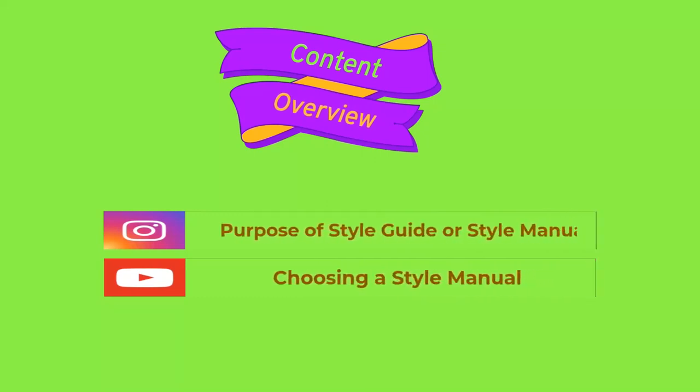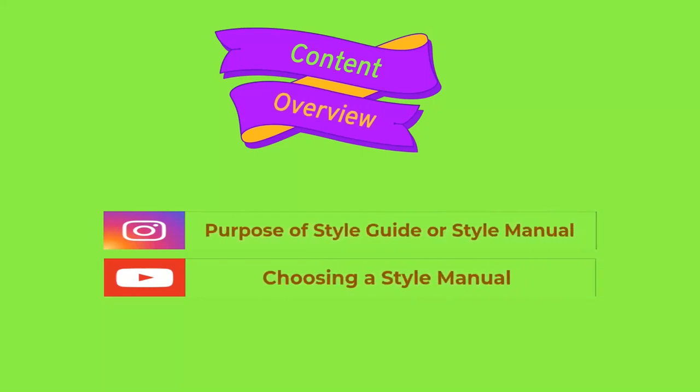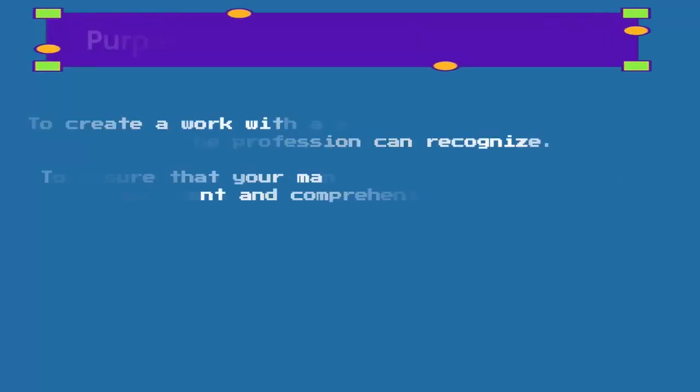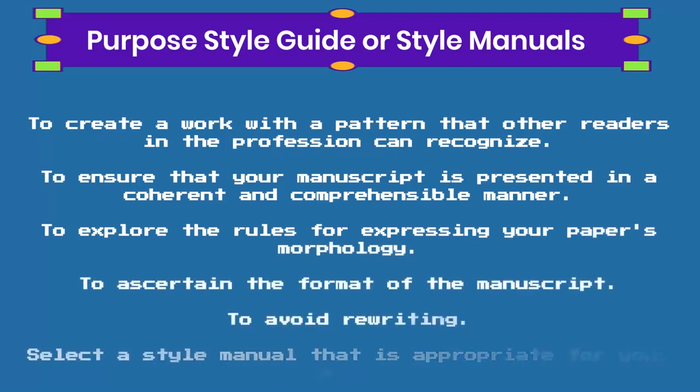Hi guys. So having discussed the content of style guides, we will now look at their purpose and how to choose a style manual for your paper. So what is the purpose of a style manual? As I mentioned earlier, a style manual provides the writing rules for a particular academic discipline. When you follow those rules, you can produce a work whose form is recognizable by other readers in the discipline.